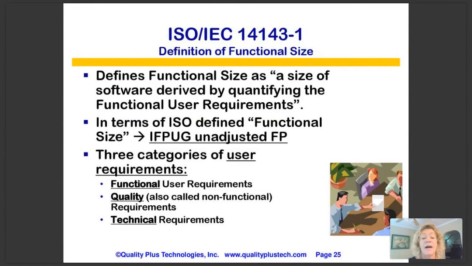We've got this idea of unadjusted function points. We've got functional user requirements. That's what we count in function points. We've got quality requirements or non-functional requirements. Those are the things that we count with our value adjustment factor. And then we've got technical requirements. Those are things like Oracle or Sybase. Those are how we build. Those are not counted at all. Functional user requirements are all the functions we count. Quality requirements are all of the things that we count using the value adjustment factor. And technical requirements, those don't count at all.